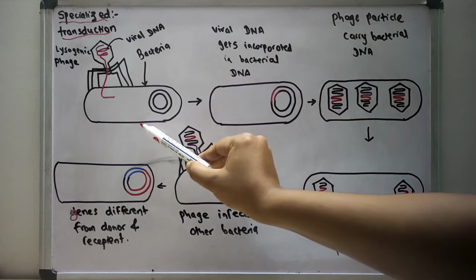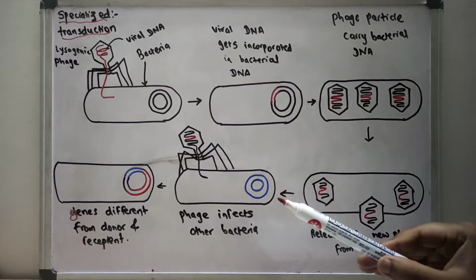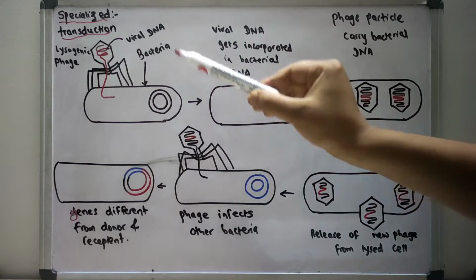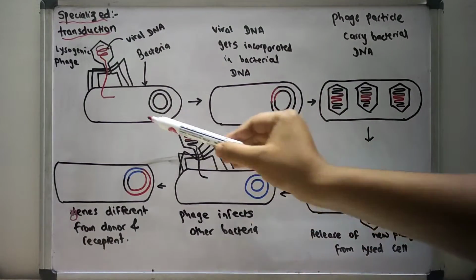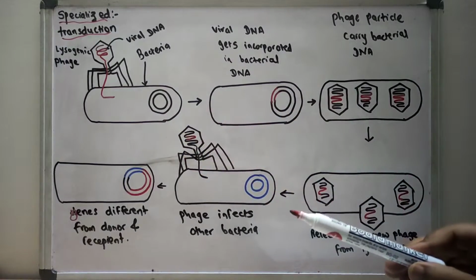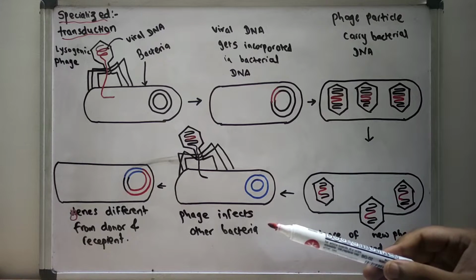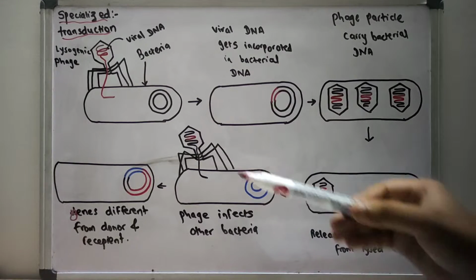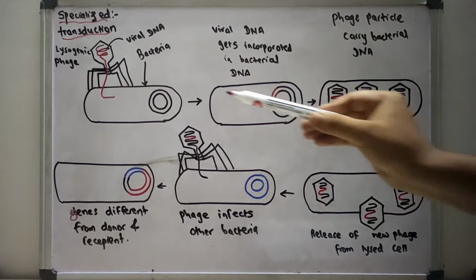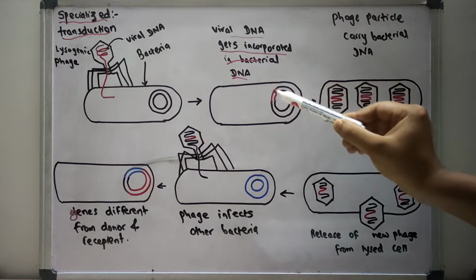So what happens is that the bacterium is infected by the lysogenic phage. I have denoted the phage's genetic material by red, and the bacterium's genetic material by black. So this is the first bacterium, and it is infected by the lysogenic phage. The viral DNA will be incorporated into this bacterium. After the infection, the viral DNA gets incorporated into the bacterial DNA.